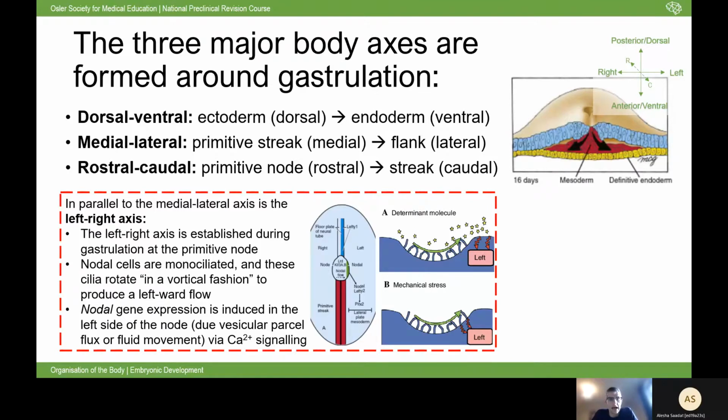We've kind of talked about the medial lateral axis, and in that same plane, you can also describe that as a left to right axis rather than midline to lateral. And we get a really interesting process. I'm not going to go into it in huge depth here, but this interesting process going on at the primitive node, the cells of which express cilia, which rotate in such a way that they produce a flow of little vesicles and particles and fluid across towards the left-hand side of the embryo.